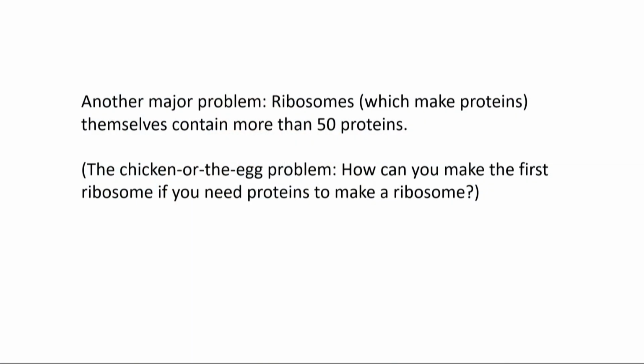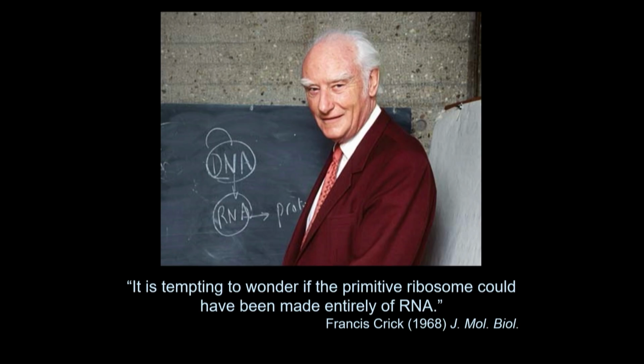Another major problem is the evolution of the ribosome. Ribosomes themselves contain over 50 proteins. So how do you make the first ribosome if you needed protein to make the ribosome? And you didn't have God, probably, but you had something close, Francis Crick. In 1968, Francis hypothesized, it is tempting to wonder if the primitive ribosome could have been made entirely of RNA.